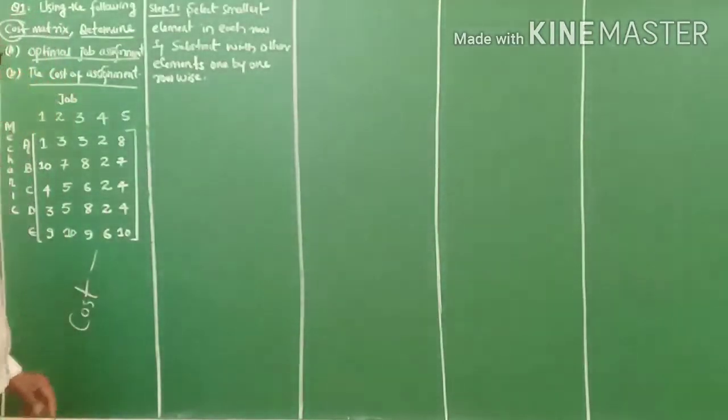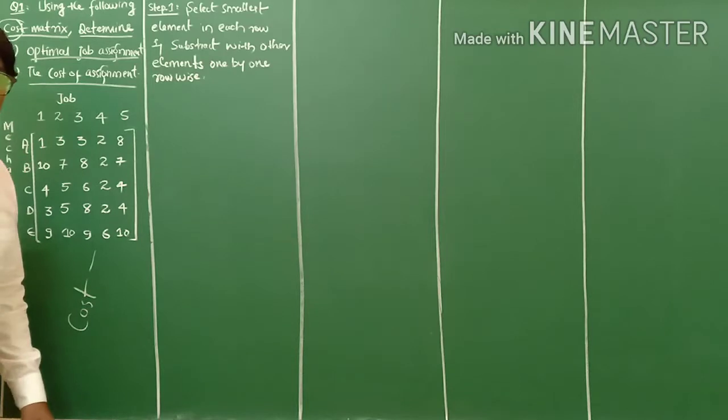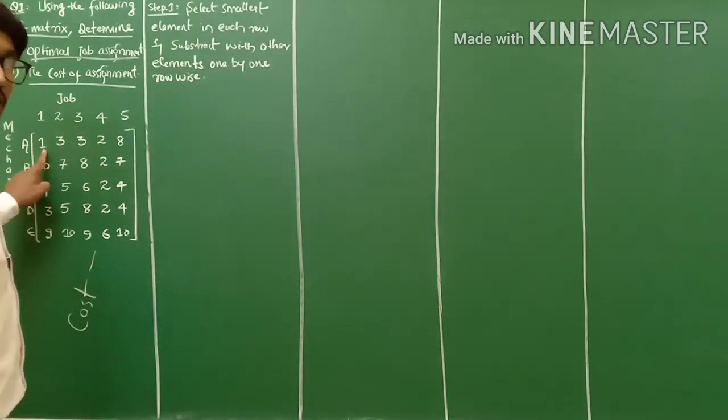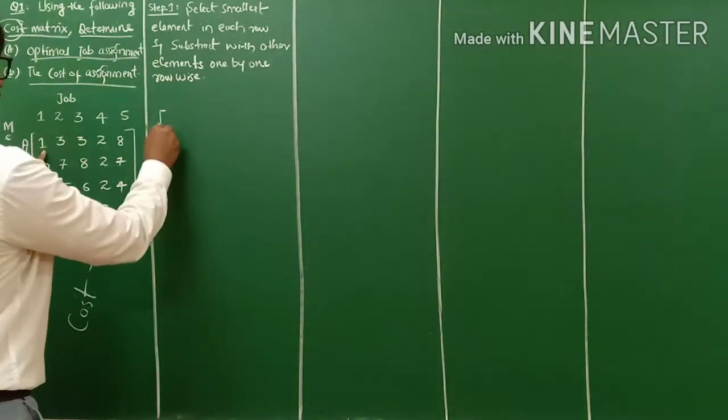Fine. Now, see my friends. 1, 3, 3, 2, 8. You tell me which is the least one. So the least value is 1, my friends. You can see here the least, the smallest one is 1. Now we proceed with this.